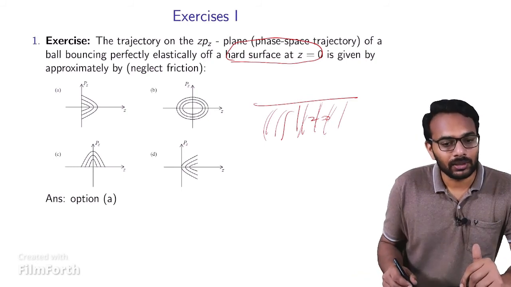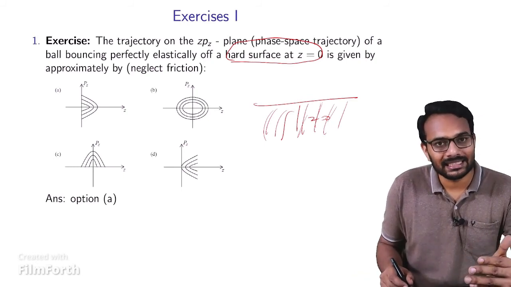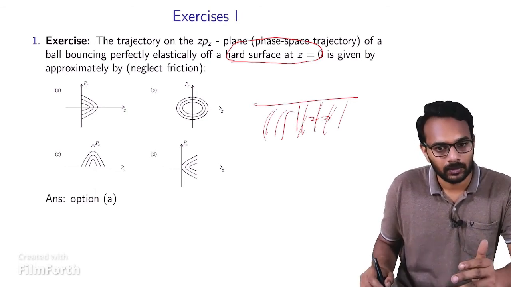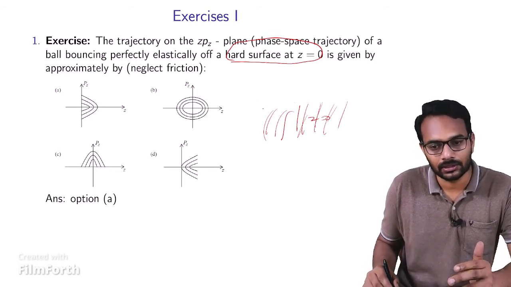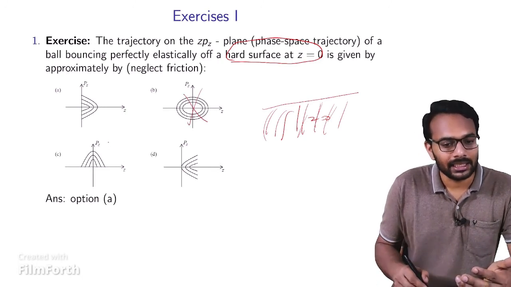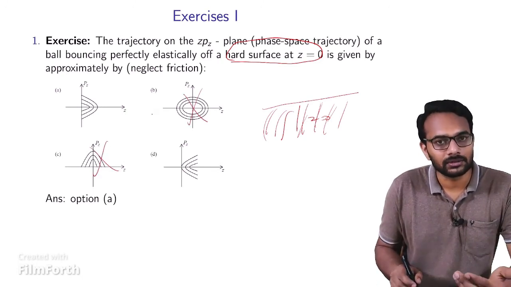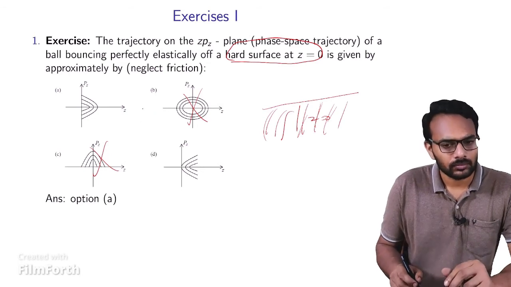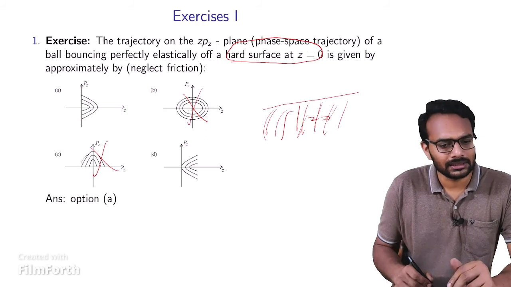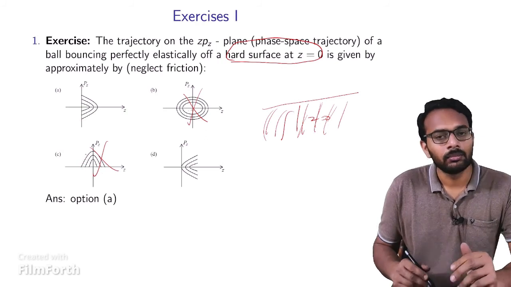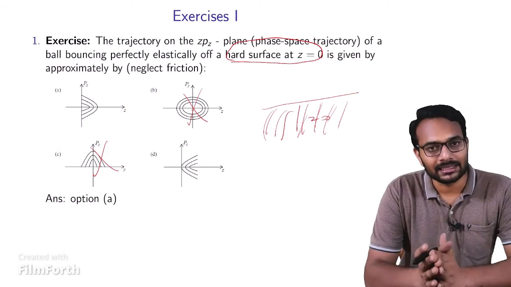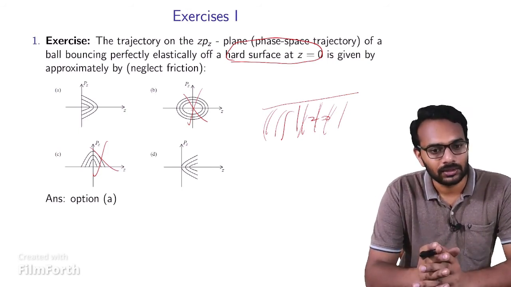So we look at these diagrams, and from the question we see that there's nothing corresponding to z less than 0. It's a hard surface at z equal to 0, so z less than 0 is not accessible. So immediately we can remove these two options from our possibilities. Why? Because here there's z less than 0, here also there is something corresponding to z less than 0, but we are talking about a system which has no access to negative values of z. Now which is the answer?